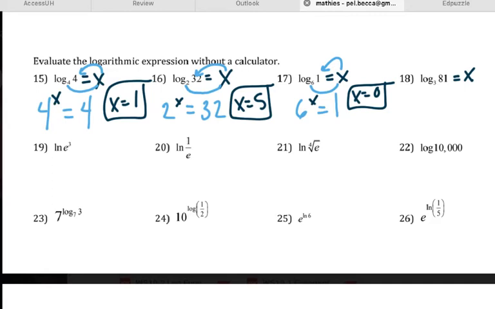Snail. 3 to the x equals 81. 4? I don't remember. Let me double check. 3 raised to the 4th? Yes, yes.